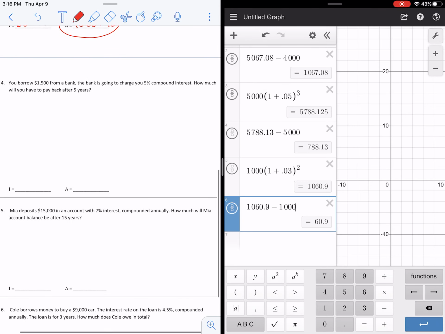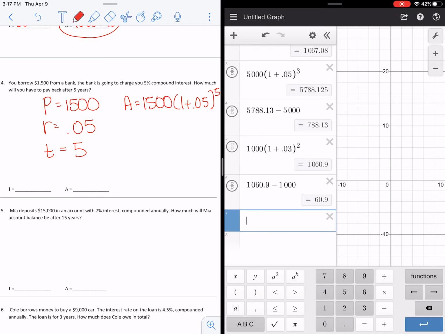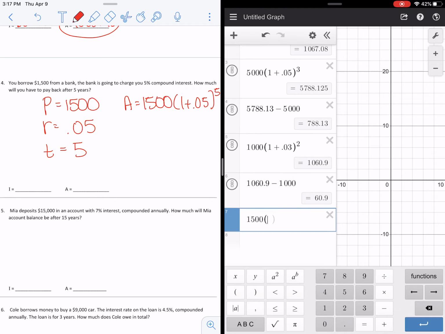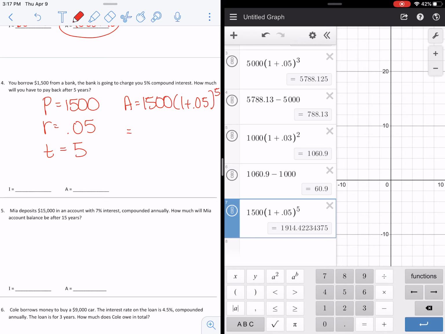Number 4, you borrow $1,500 from the bank. The bank is going to charge you 5% compound interest. How much will you have to pay back after 5 years? So I have the principal as $1,500. The rate is going to be 5%, so 0.05. T is going to be 5. And then I'm going to plug my numbers into our formula. And that would be 1,500 times (1 plus 0.05) to the 5th power. And that gives you $1,914.42. And that would go right over here.